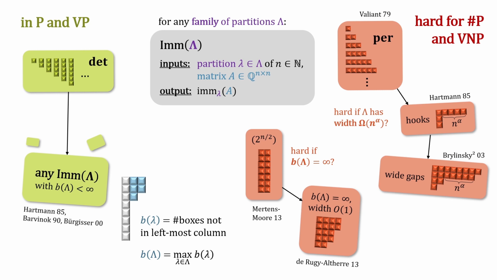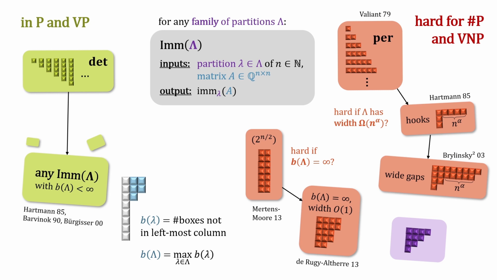And in fact, there are even very simple special cases that couldn't be addressed before. For example, staircase partitions. These have unbounded width, so the bounded width result doesn't work. And they also don't have any wide gaps, so you don't get hardness from the gap-based result.